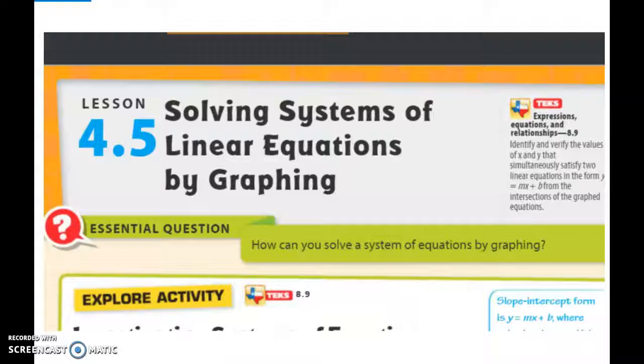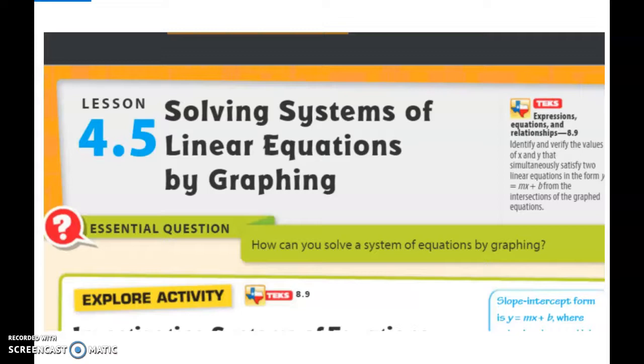All right, today guys, we're going to be talking about solving systems of linear equations by graphing. This is the last step in our functions unit where we're going to try to find the common solution for the equations of two different lines. Now, as you see in the text that's there in the corner, it says identify and verify the values of x and y that simultaneously satisfy two linear equations in the form of y is equal to mx plus b from the intersections of the graphed equations.